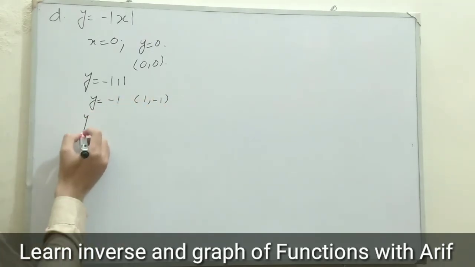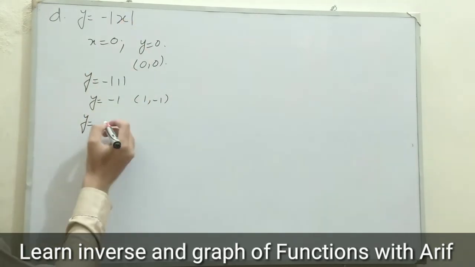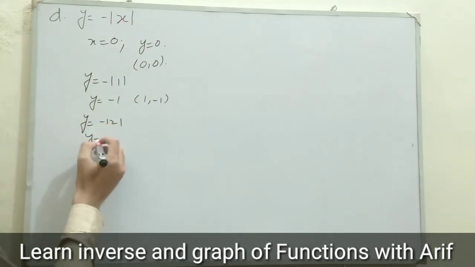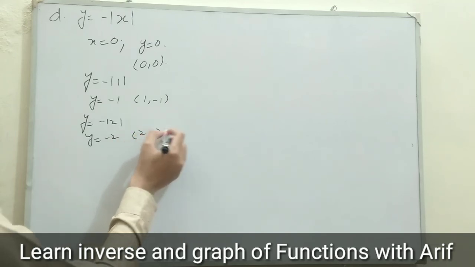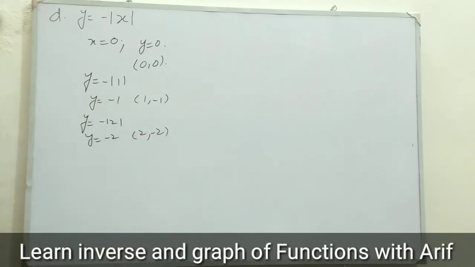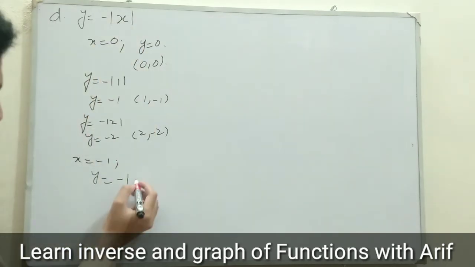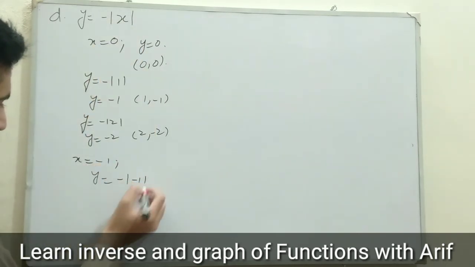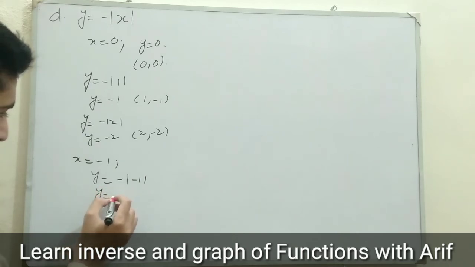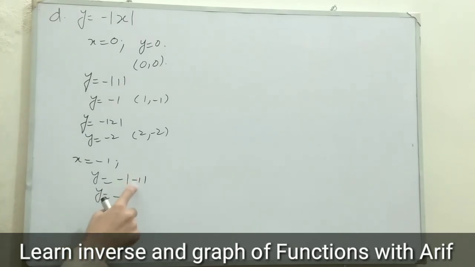Now let's suppose x is equal to 2. So it becomes minus time of absolute 2, so it will give us minus 2. So at x is equal to 2, it gives us minus 2. Now let's suppose x is equal to minus 1. So it becomes y is equal to minus time of absolute x. So x is minus 1. You know that this is an absolute function, so minus 1 will become a positive 1, not minus 1. So it will give us minus time of 1. So at x is equal to minus 1, it gives us y is equal to minus 1.